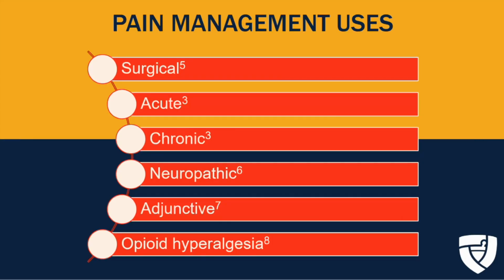Methadone can be used for multiple different pain management uses as well. There's literature supporting use of it in surgical procedures, for acute pain, for chronic pain, for neuropathic pain, as an adjunctive pain medication, adding on to other existing pain medications patients have, and to help with opioid hyperalgesia as well.